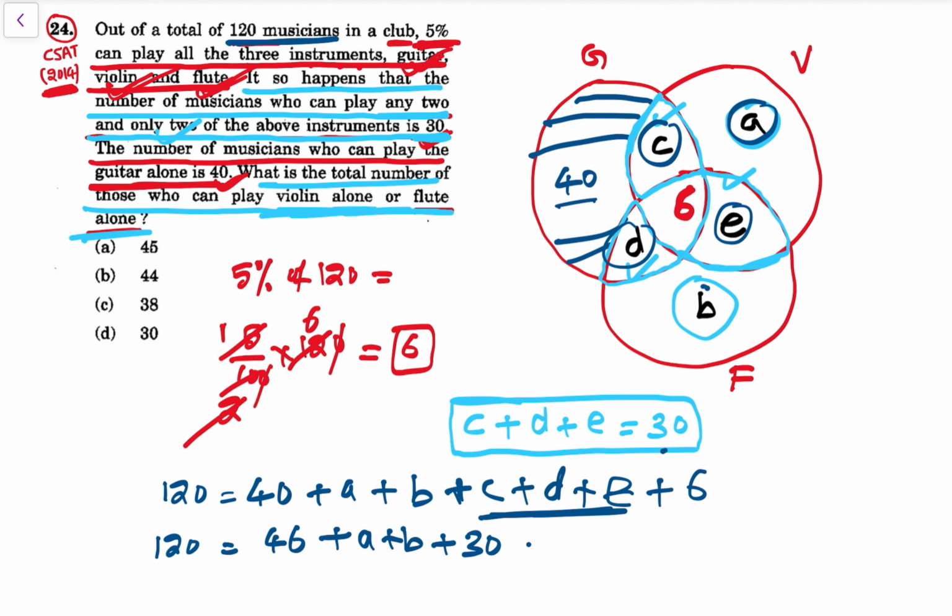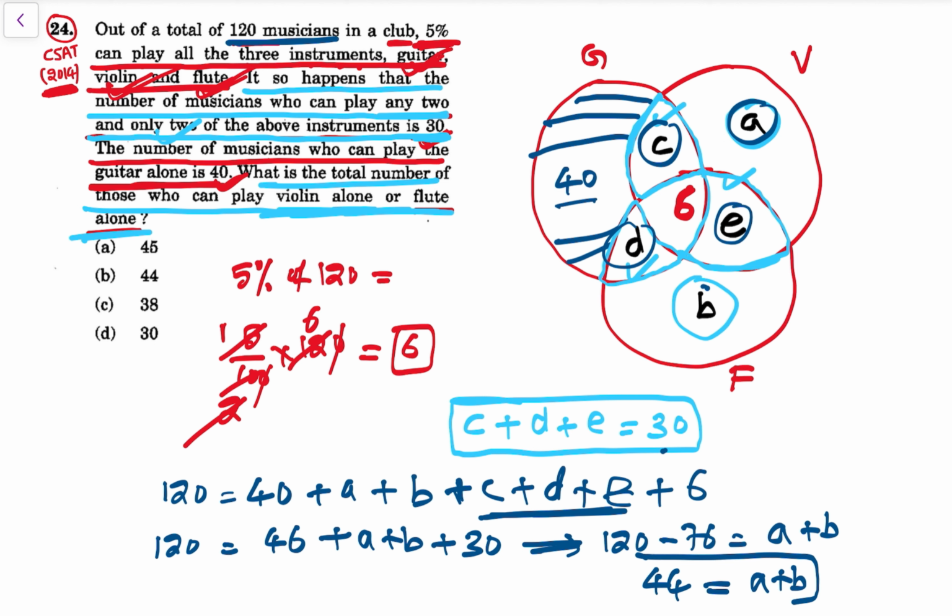So 120 minus 76 is equal to A plus B. That is 44 is equal to A plus B. A plus B is 44.